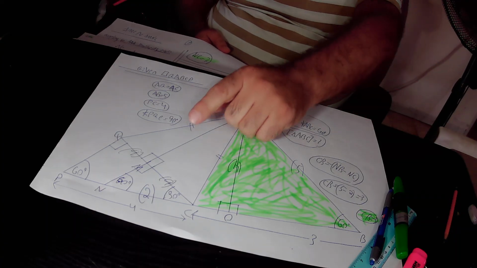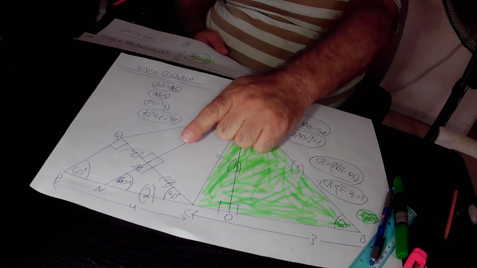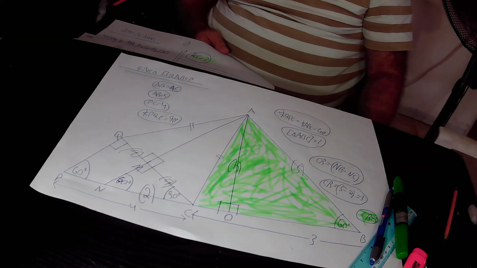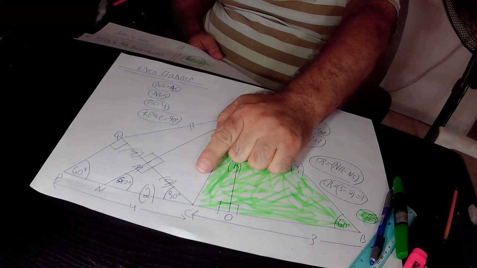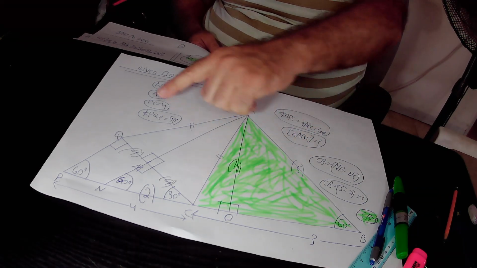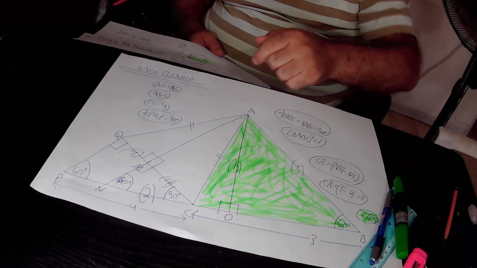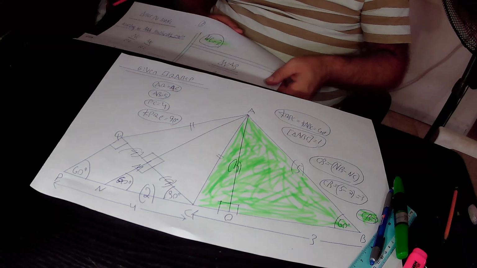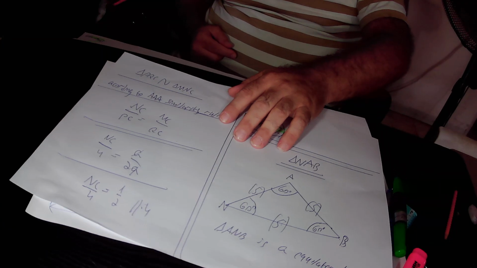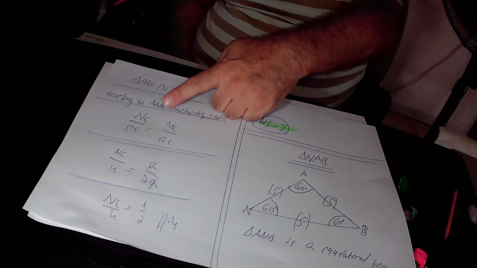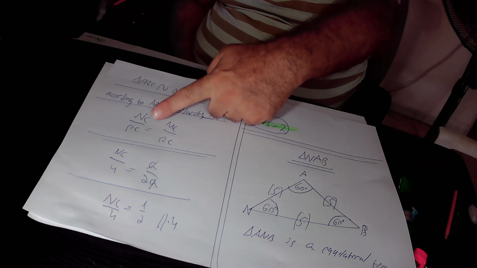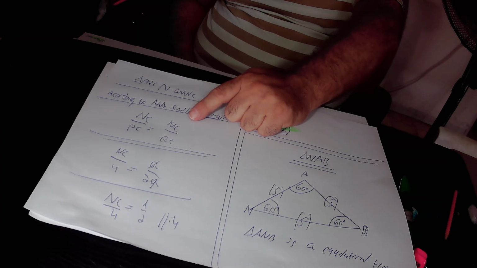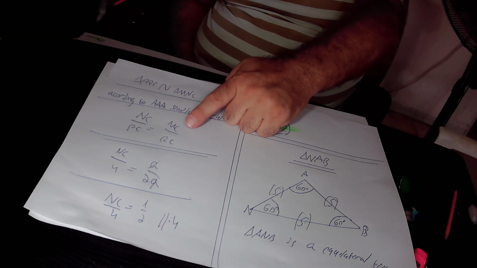We will derive that side NC of the small right triangle NMC over side PC of the big right triangle PQC is equal to side MC of the small right triangle NMC over side QC of the big right triangle PQC.